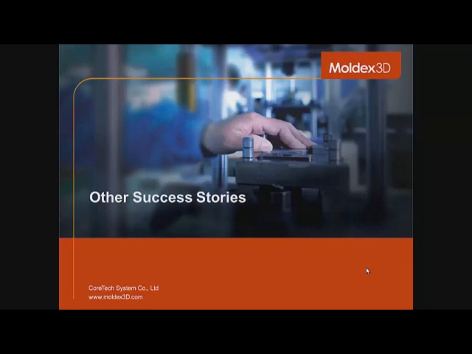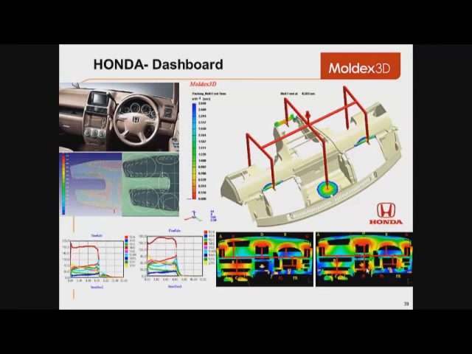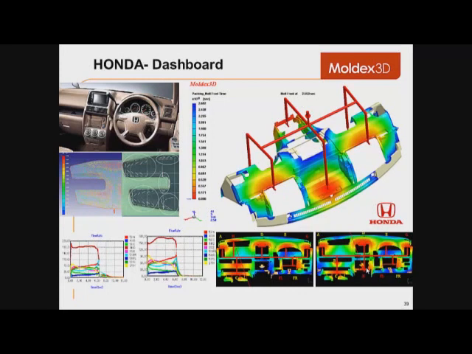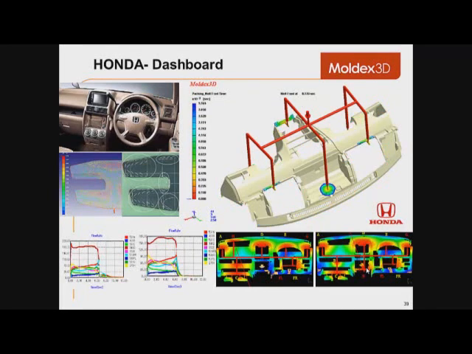Now we'll go over some other success stories, beginning with the Honda dashboard. Here we can see the flow rate between the gates is unbalanced, meaning that one gate is filling the cavity a lot faster than the others. This is an indication of unbalanced flow, so we modified the gate design to improve on this and also improve the weld line locations and the packing and warping.